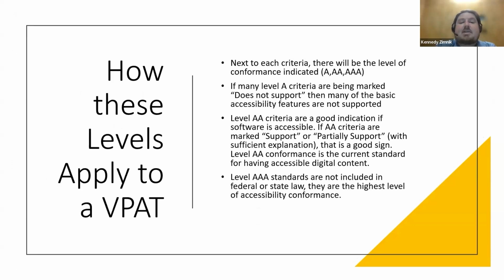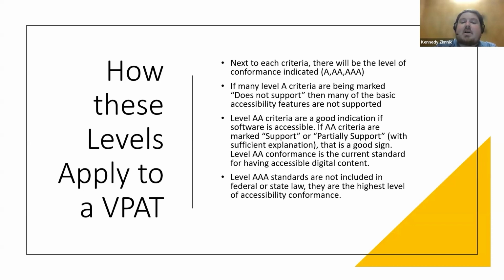Okay, how these levels apply to a VPAT. Next to each criterion, there will be the level of conformance indicated: single A, AA, or AAA. If many level A criteria are being marked does not support, then many of the basic accessibility features are not supported, and that's an issue. Level A really is basic accessibility. So, nothing's 100%, but single A is very important. And if there's a lot of does not support, that could be a red flag to look for.